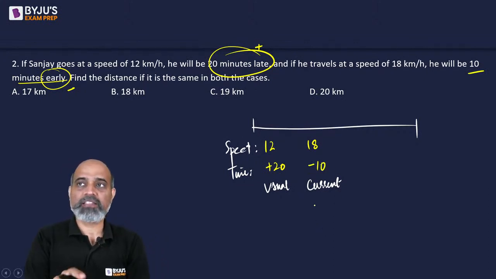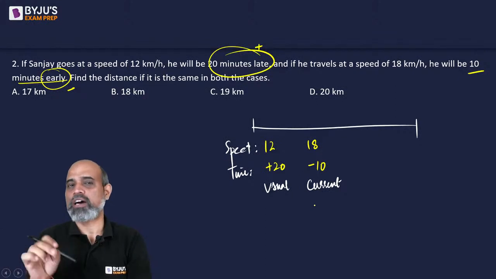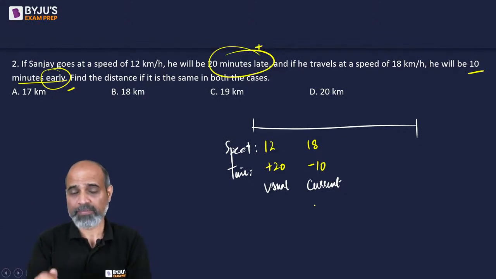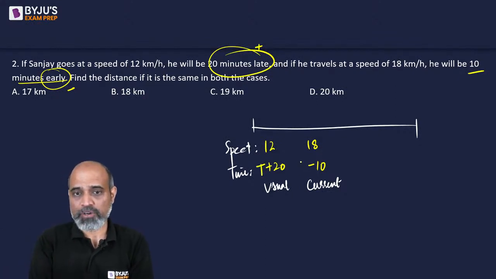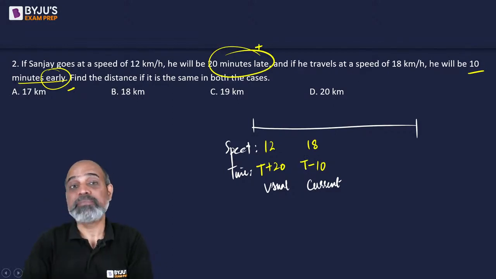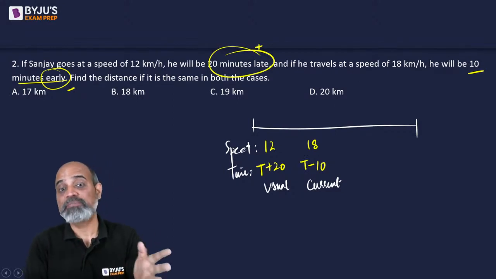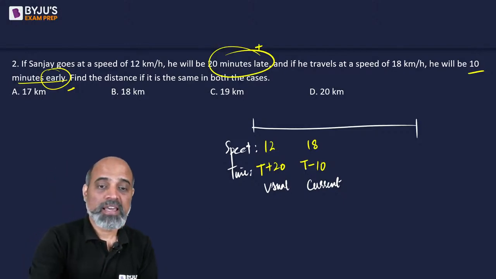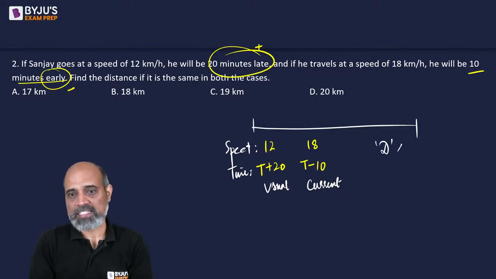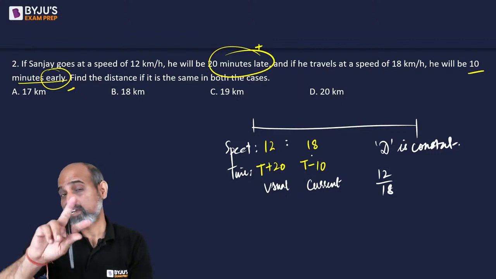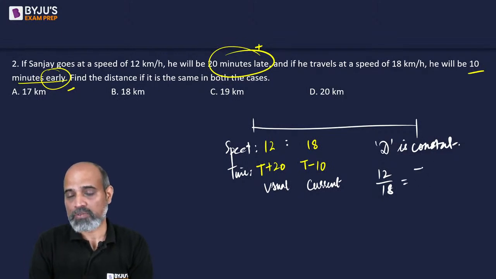So I will explain this in two approaches, one using equation, another one not using equation. Okay. So using equation, I'm going to say that he should normally take t minutes. He is right now taking t plus 20 and t minus 10. Again, using the same concept that distance is constant, तो क्या होता है स्पीड और टाइम इनवर्सली प्रोपोर्शनल. मतलब आप 12/18 को नेक्स्ट वाले का उल्टा करके लिखोगे इज इक्वल टू t minus 10 by t plus 20.